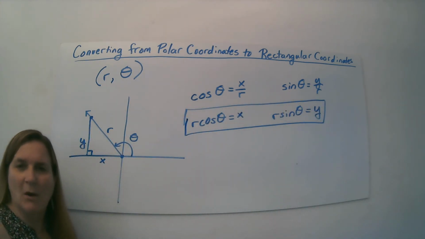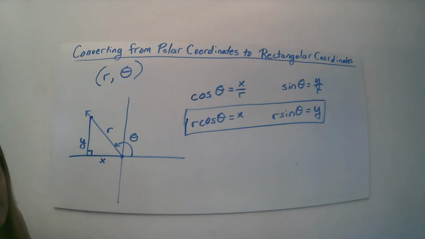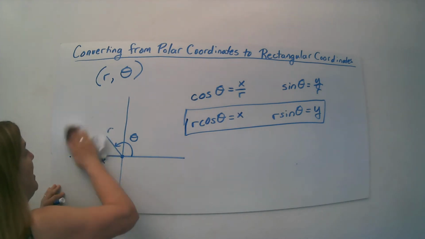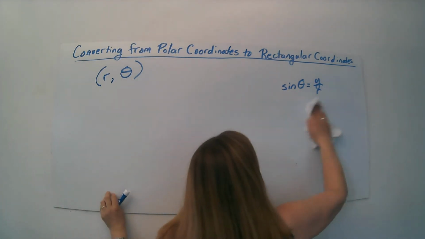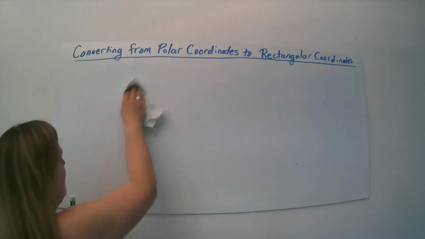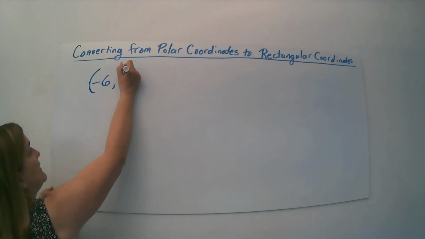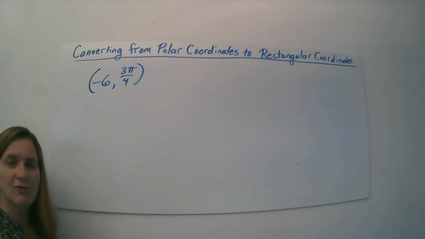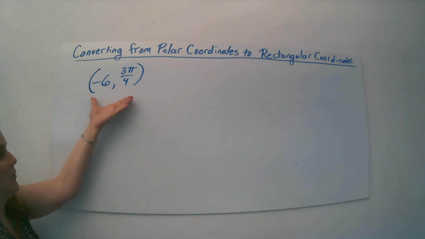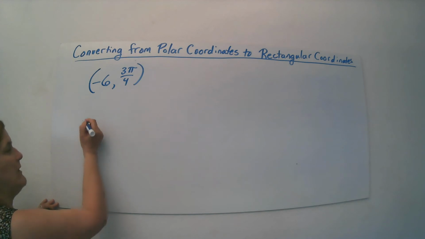So let's do another problem. We're going to use the point (-6, 3 pi over 4). So we have negative 6, 3 pi over 4. And our job is to rewrite this point that is in polar coordinates as a point with rectangular coordinates. So let's write the formula.